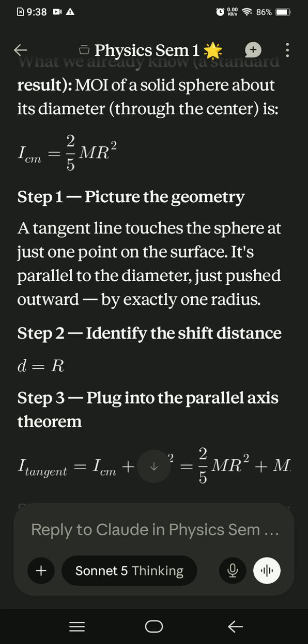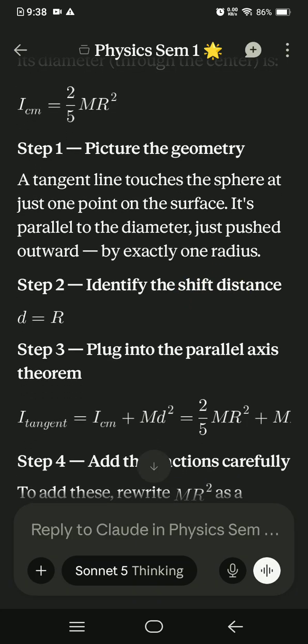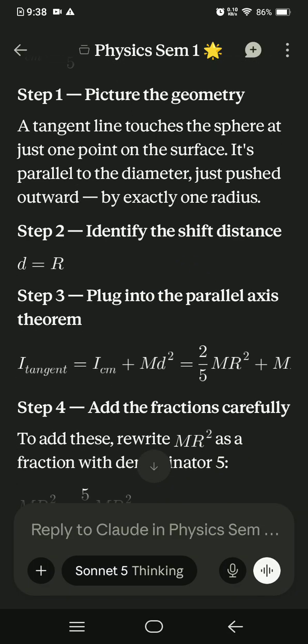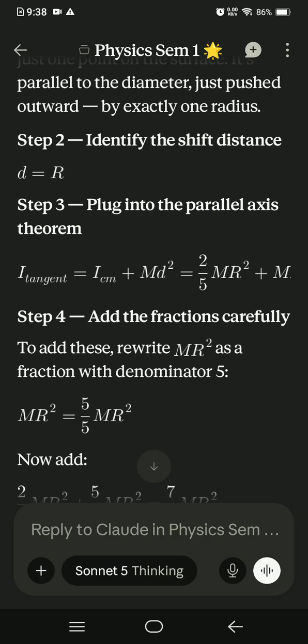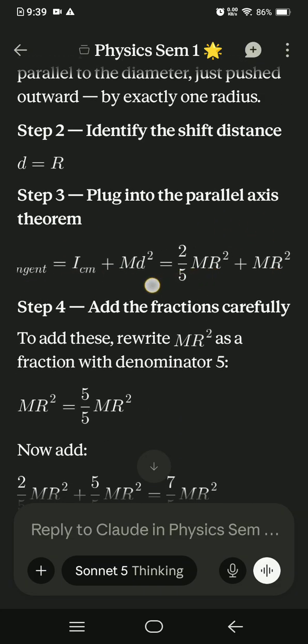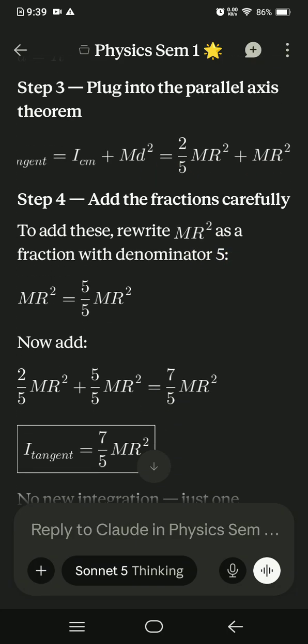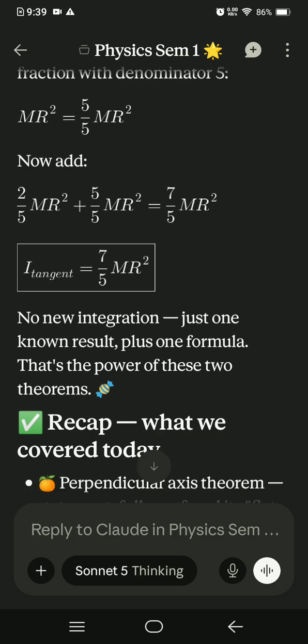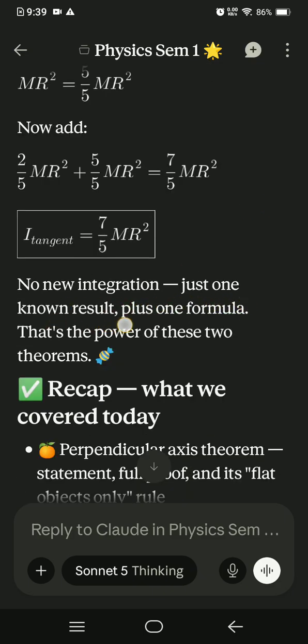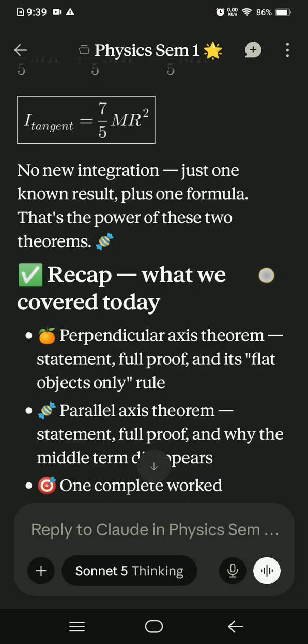Step 1 is to picture the geometry. A tangent line touches the sphere at just one point on the surface. It's parallel to the diameter, just pushed outwards by exactly one radius. So identify the shift distance. Now our distances plug into the parallel axis theorem. Here we have our formula. Applying it, we get this. Add the fractions carefully. To add these, rewrite mr squared as a fraction with denominator 5. Now we have 7/5 mr squared. No new integration, just one known result plus one formula. That's the power of these theorems.